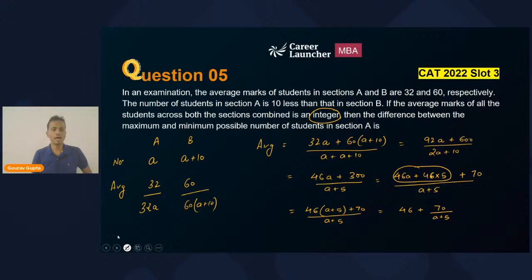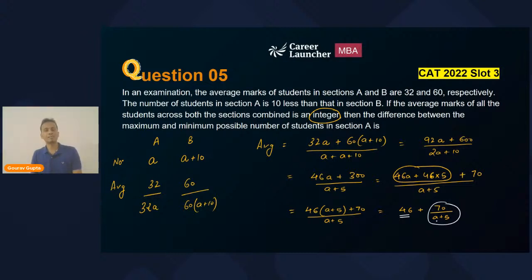Now, once you have obtained this, 46, you know it's already an integer. So 70 upon (A plus 5) should also be an integer. Clear? 70 upon (A plus 5) should be an integer. Now, if 70 upon (A plus 5) is an integer, we'll have to find out the maximum and the minimum possible number of students, or the maximum or minimum possible value of A.